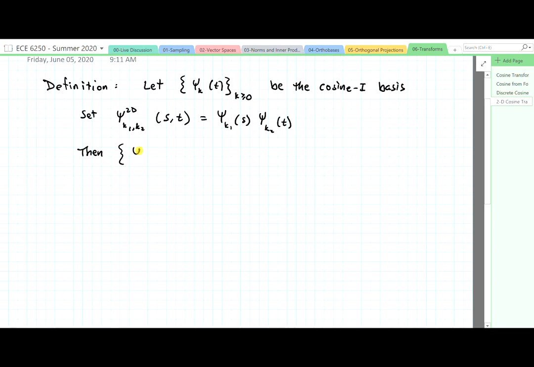Then our psi 2d k1 k2 of s comma t, for k1 k2 in the counting numbers greater than or equal to 0, is an orthonormal basis for L2 of 0, 1 squared. In other words, the square from 0 to 1.